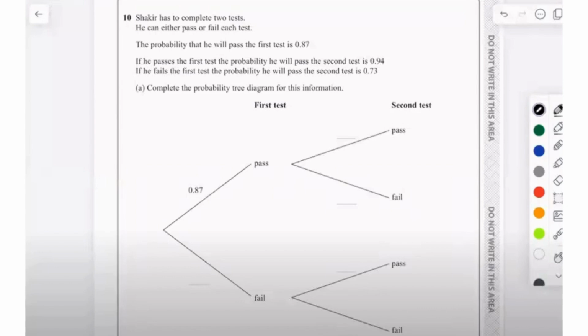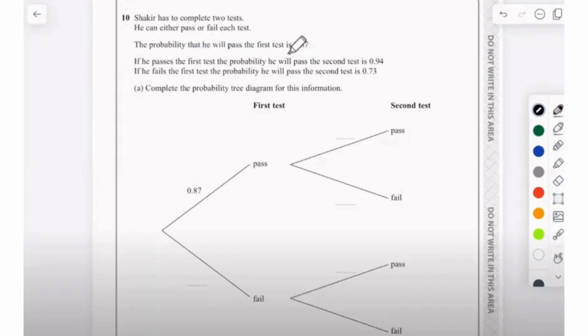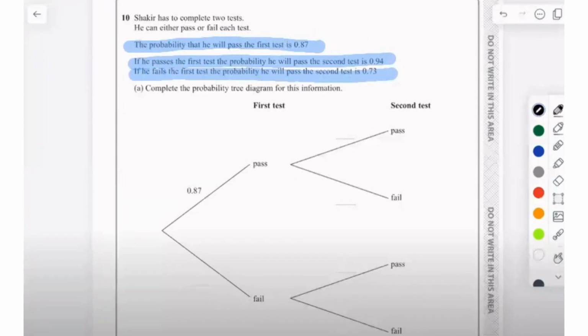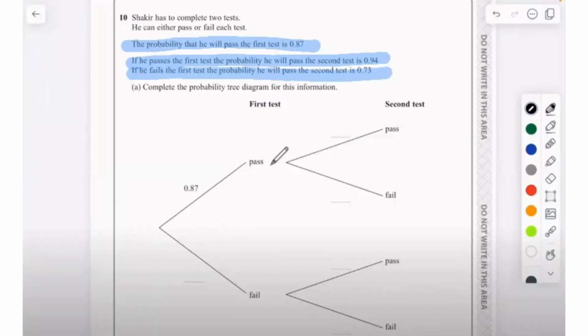Question 10 says, Shakir has to complete 2 tests, and can either pass or fail each test. The probability that he will pass the first test is 0.87. If he passes the first test, the probability he will pass the second test is 0.94. If he fails the first test, the probability that he will pass the second test is 0.73. So let's use this information to complete the tree diagram. If the probability of him passing is 0.87 for the first test, for failing, it's going to be 1 minus 0.87, which is going to equal 0.13.